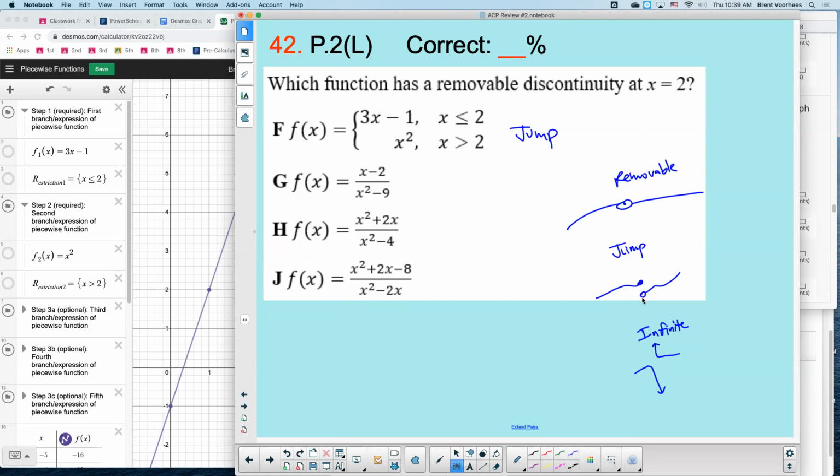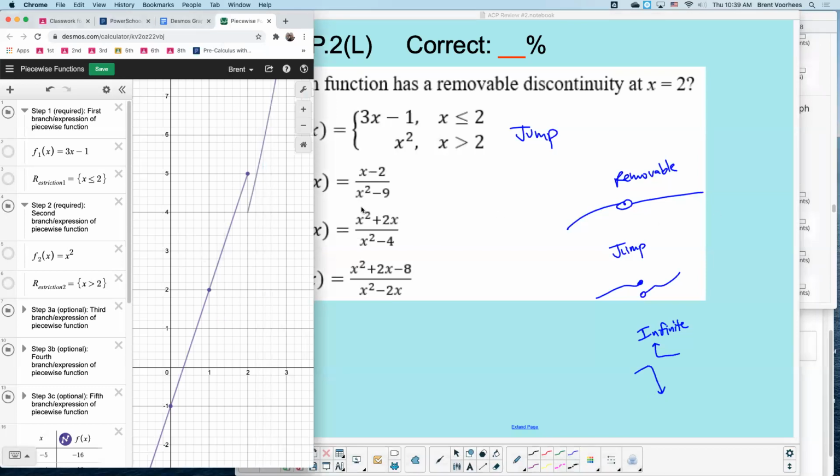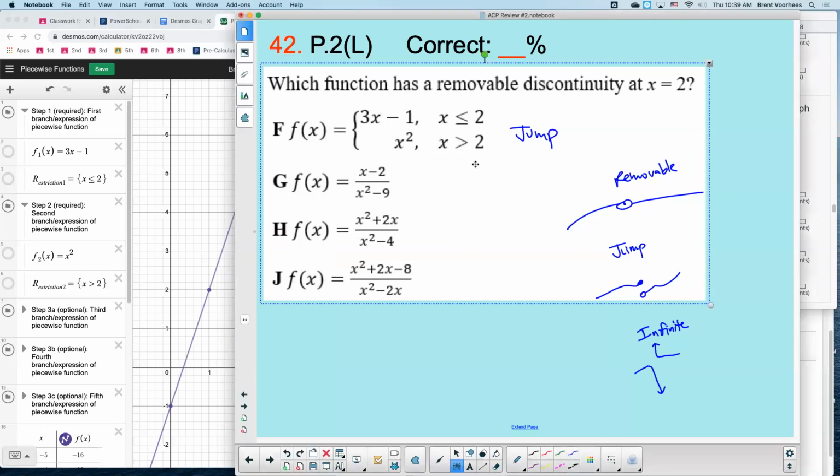Jump, the graph just picks up, you move your pencil somewhere else and keep on going. Removable, it's almost like you just barely pick up your pencil for a second, put it right back down in the same spot and keep going. Okay, so this is a jump. So this one's not it. F is gone.